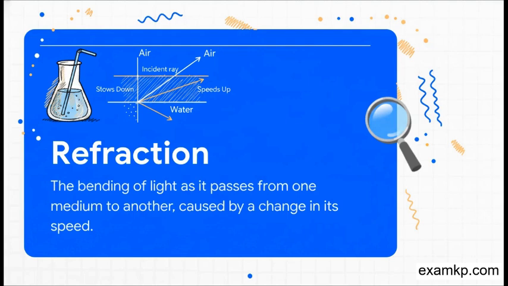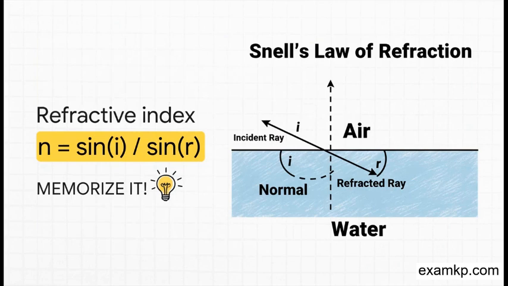So why does it bend? It's simple. Light changes speed. When it goes into something denser, it slows down and bends. When it comes out into something less dense, it speeds up and bends away. That's all it is. Now, the math that describes this bending is governed by a very famous law.